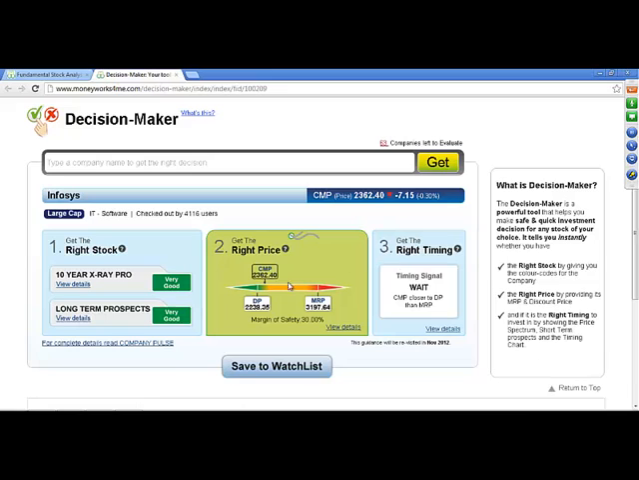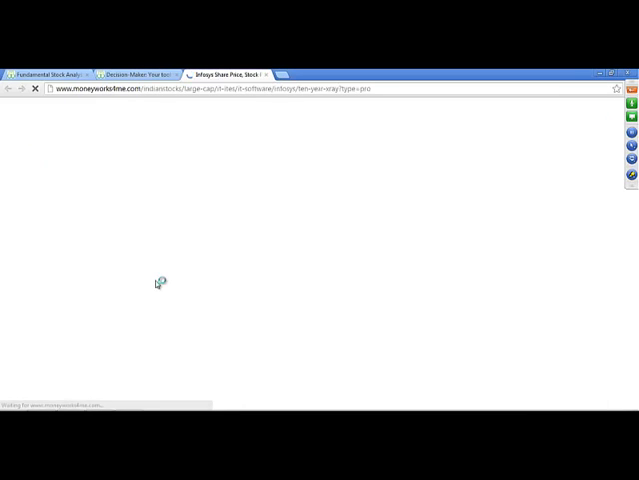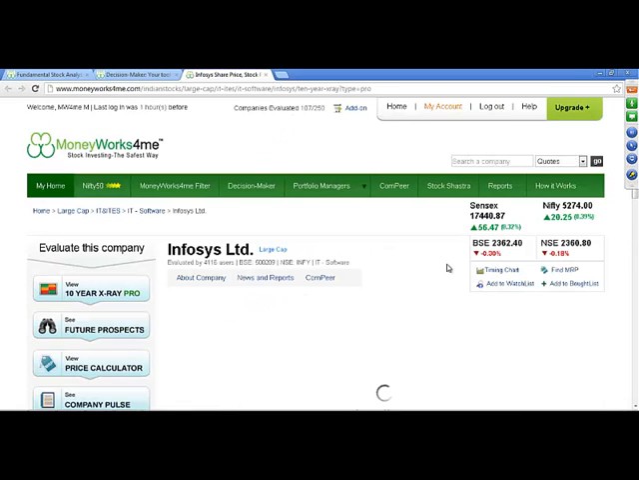Now, while it is so easy to understand, all these inputs are supported with a very robust and in-depth analysis. It's not just that we have gotten these inputs and presented them in front of you. If you want to check out why this 10-year X-ray color coding is green, or why the long-term prospects are green or very good, you can just click on these individual elements and it will lead you to the 10-year X-ray of Infosys.